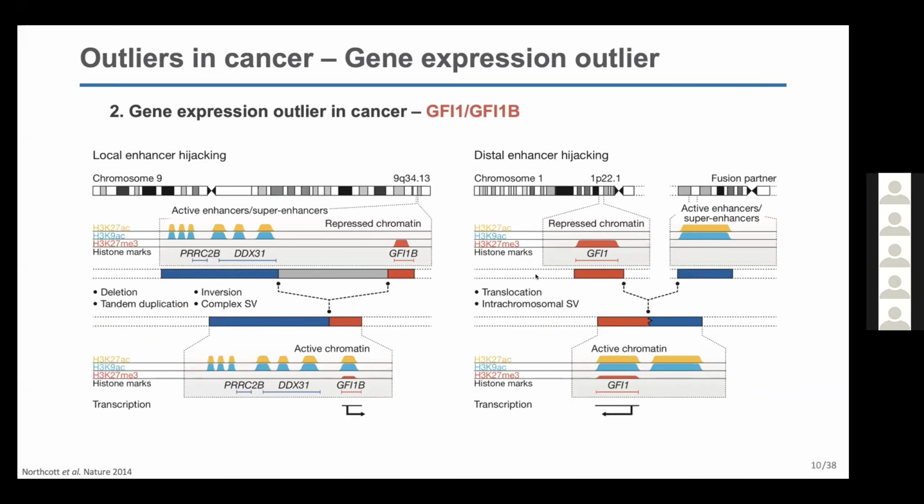Different from the previous fusion gene, they are generated by a slightly different mechanism called enhancer hijacking. In the normal state, GFI1B and GFI1 are repressed because they don't have any close enhancer. But after an inversion or translocation, they hijack a local or distal enhancer, so they can be actively transcribed and make the tumor more oncogenic. So in this case, a gene expression outlier can be used as a biomarker to estimate the patient's clinical outcome.